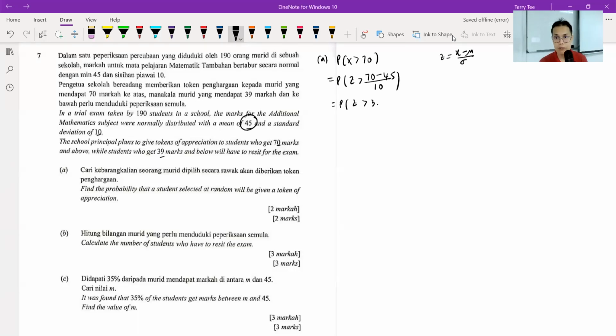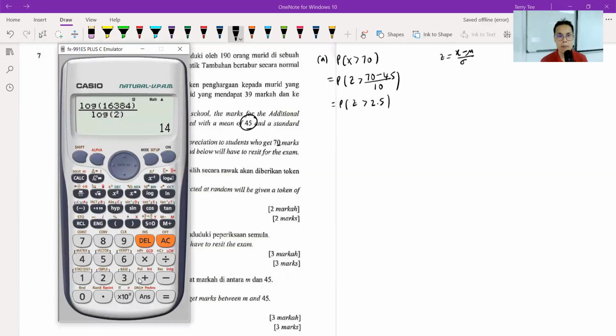This is 2.5. Okay, now personally this is a bit big number, right? So we can use the calculator here. If you're using this calculator, you press mode, go to 3 for stats, right? Press AC.